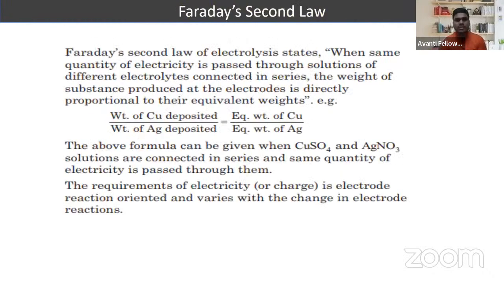Similarly, what is Faraday's second law? Faraday's second law of electrolysis states that when the same quantity of electricity is passed through solutions of different electrolytes connected in series, the weight of the substance produced at the electrode is directly proportional to their equivalent weight. That is, weight of copper deposited over weight of Ag deposited is equal to equivalent weight of copper over equivalent weight of Ag. The above formula applies when copper sulfate and AgNO3 solutions are connected in series and the same quantity of electricity is passed through. The requirement of electricity or charge varies with the change in the electrode reaction as follows.